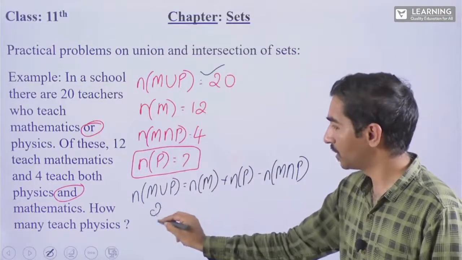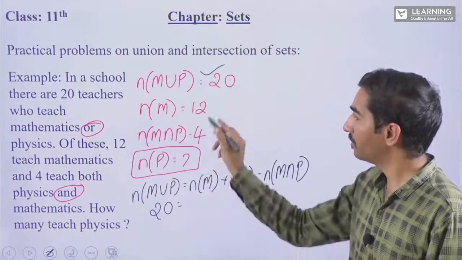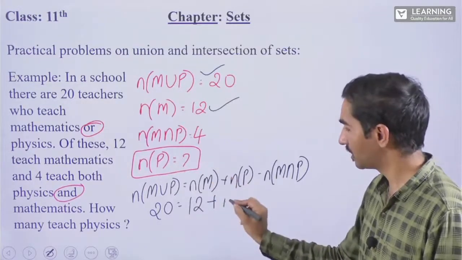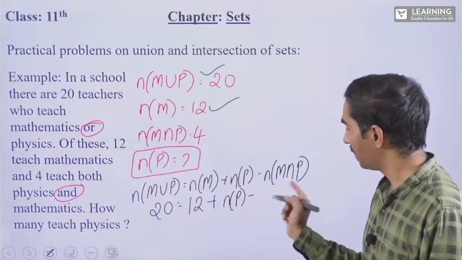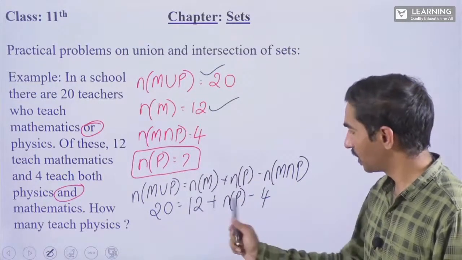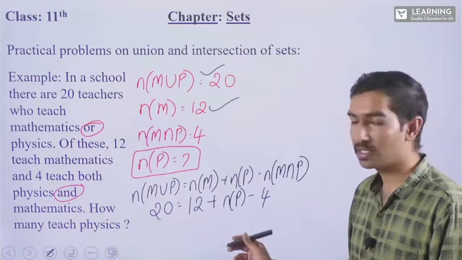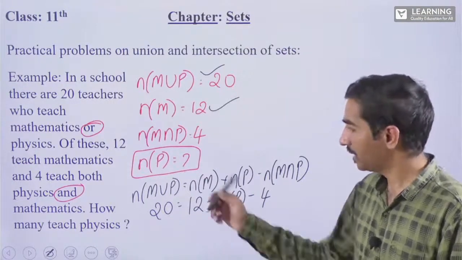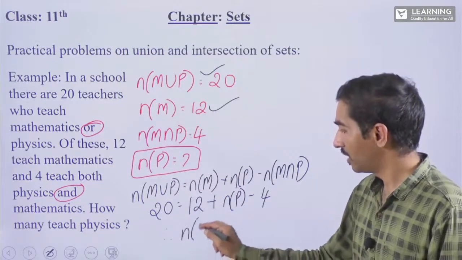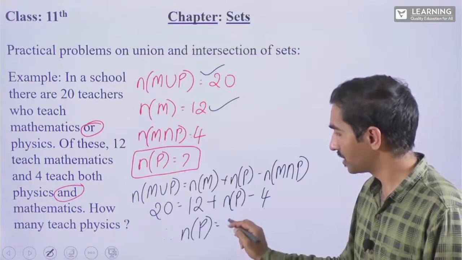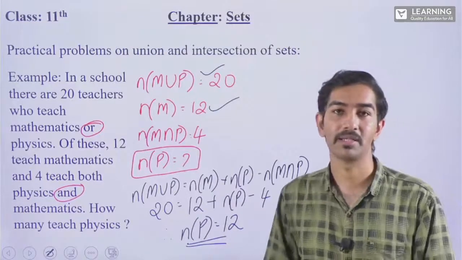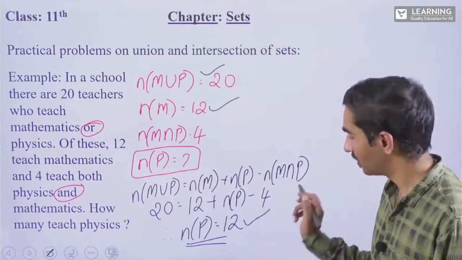So that is nothing but 20 equals N of M, which we know, that is 12, plus N of P, which we do not know. Let us write that as it is, N of P. M intersection P, do we know? Yes, 4. So these both are numbers again. Operate them. 12 minus 4 is nothing but equal to 8. Send this plus 8 to the other side. It will become 20 minus 8. So finally, therefore N of P will be equal to 20 minus 8, that is nothing but 12. So there are 12 teachers who teach physics. So this answer is your right answer.